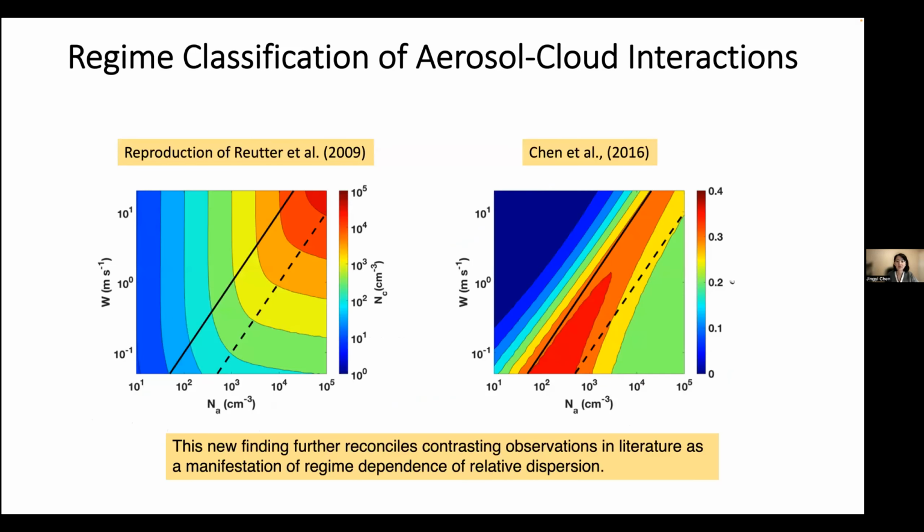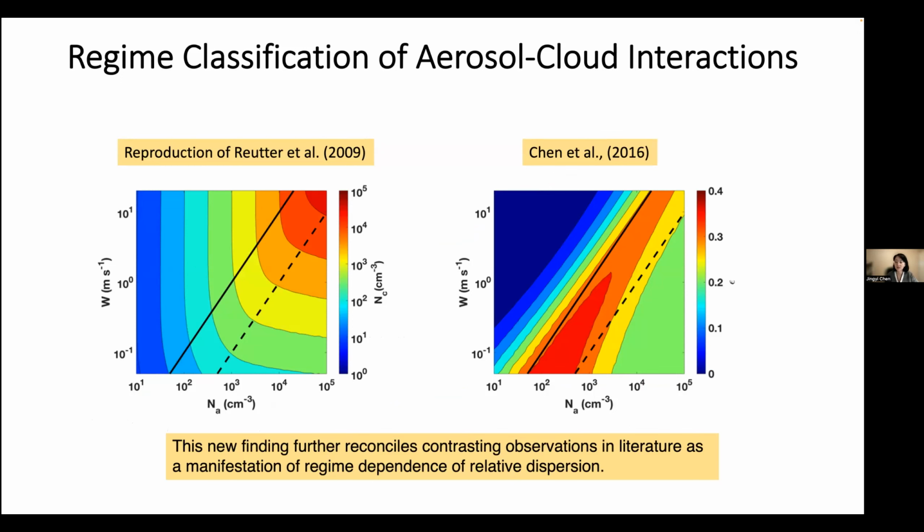Here is the result of the regime classification. We conducted thousands of parcel model simulations with different vertical velocity and aerosol concentration. The left figure is a reproduction of Reuter's work. Black lines separate the space into the three regimes. The right figure extends the regime classification to consider the cloud droplet relative dispersion.